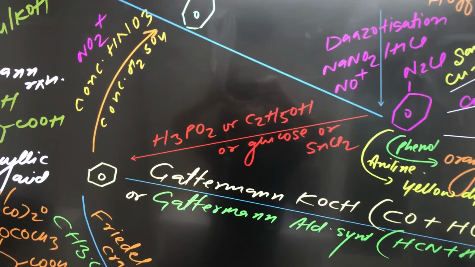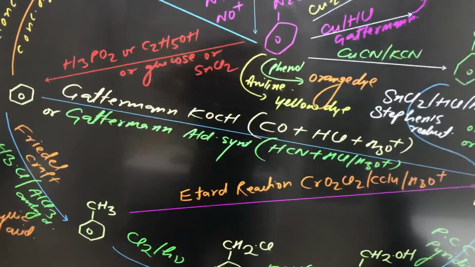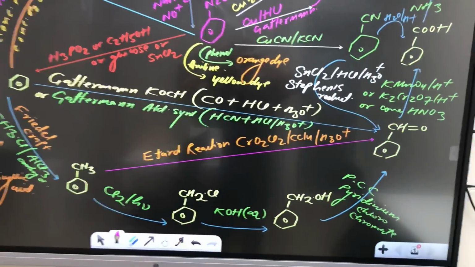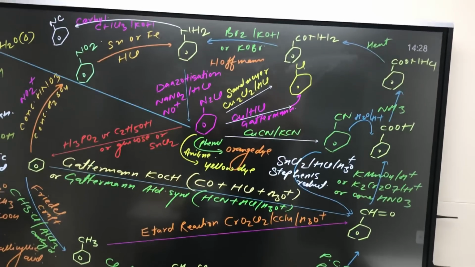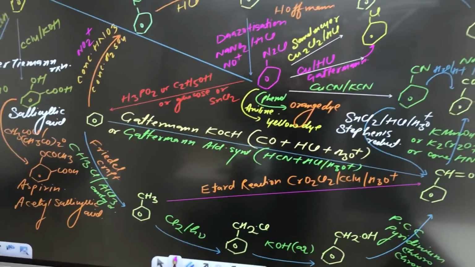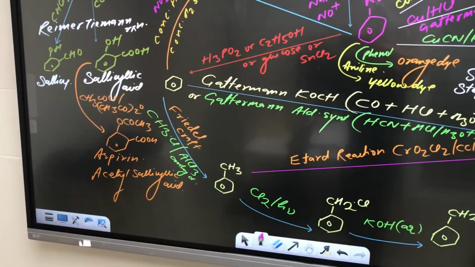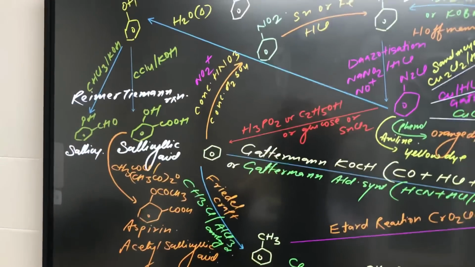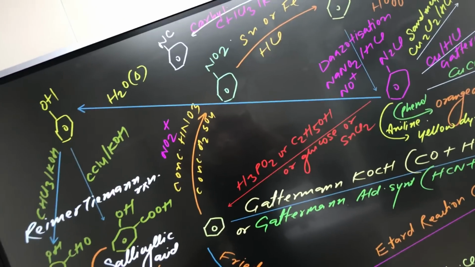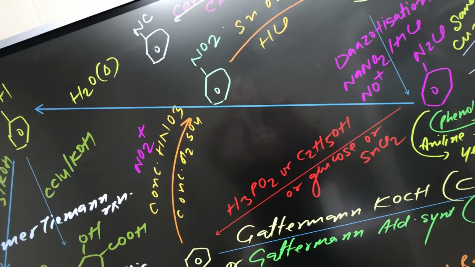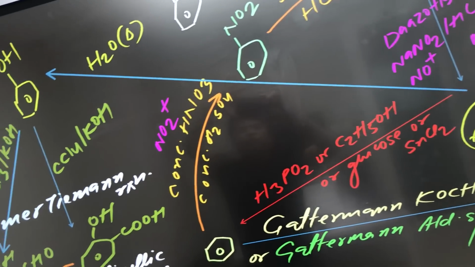So this round circle I have completed. Let me check it once. Yes, I have completed this round circle. Now let's go to the side one on the left hand side. See this arrow, this blue arrow going from benzene diazonium chloride.